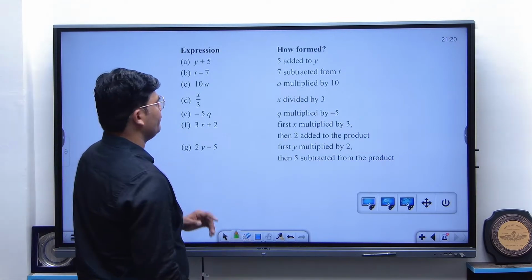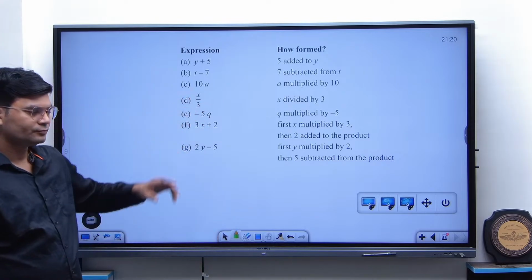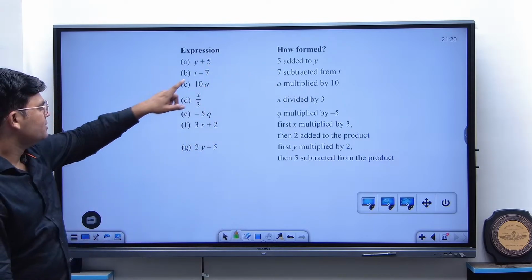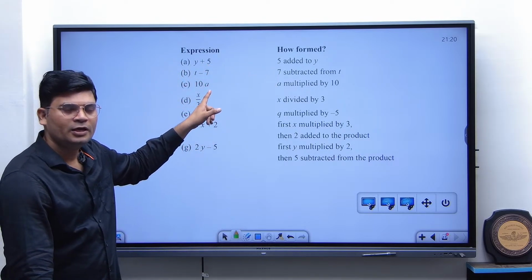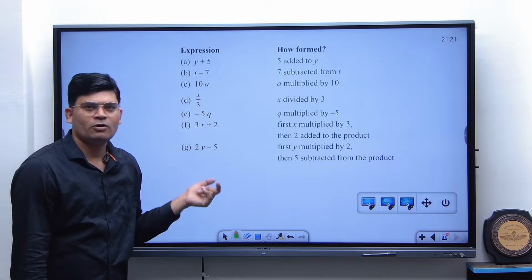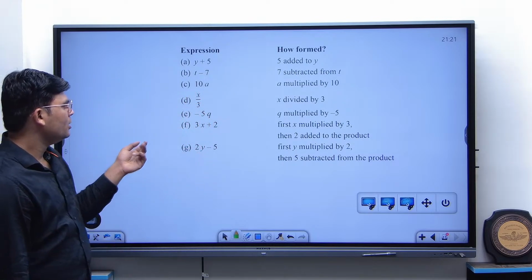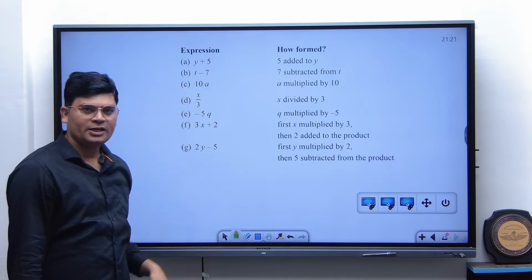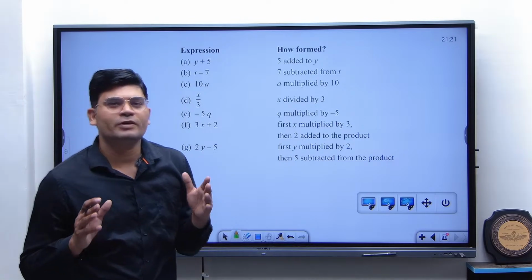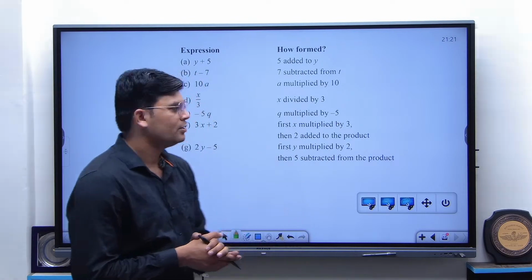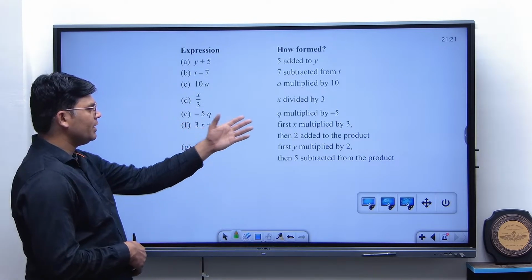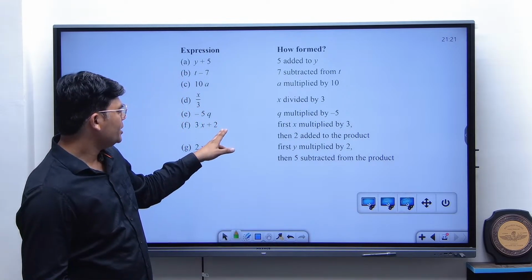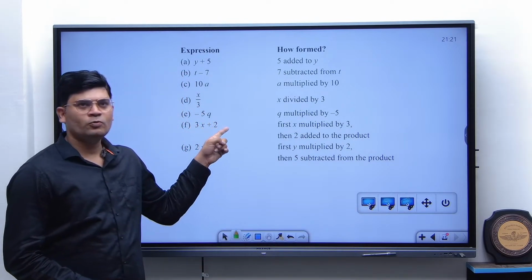So y plus 5: 5 added to y. 7 subtracted from t. 10 is multiplied by a, or a is multiplied by 10, or we can say a number is multiplied by 10. Then x divided by 3, or we can say a number is divided by 3, or we can also say 1/3 of a number. Here we will say q is multiplied by -5, or -5 is multiplied by q. Then a number is multiplied by 3 and 2 is added to the product.